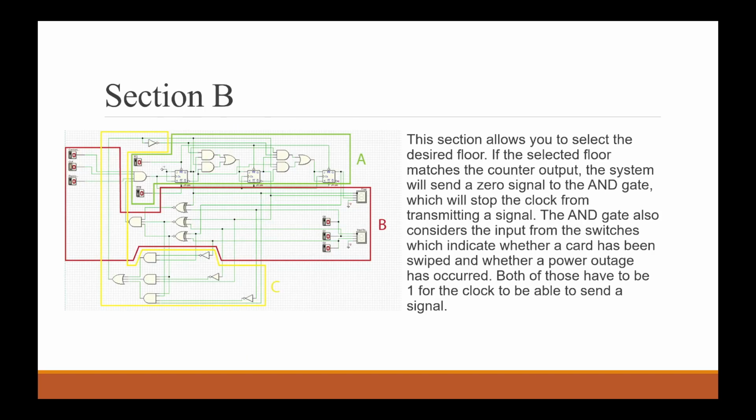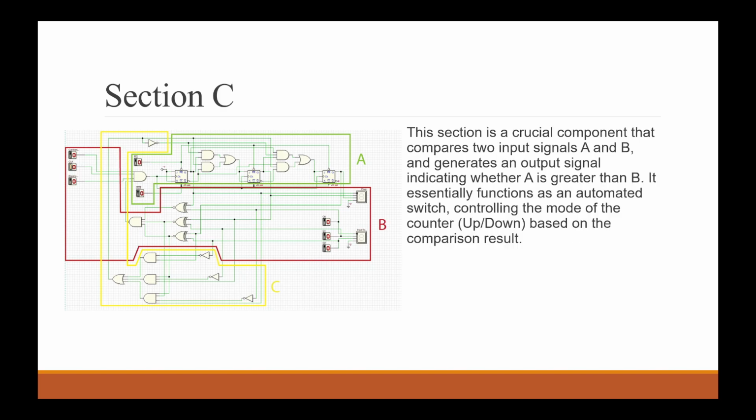Section B. This section allows you to select the desired floor. If the selected floor matches the counter output, the system will send a 0 signal to the AND gate, which will stop the clock from transmitting a signal. The AND gate also considers the input from the switches, which indicates whether a card has been swiped and whether a power outage has occurred. Both of those have to be 1 for the clock to be able to send the signal.